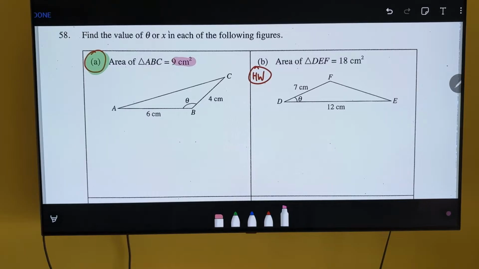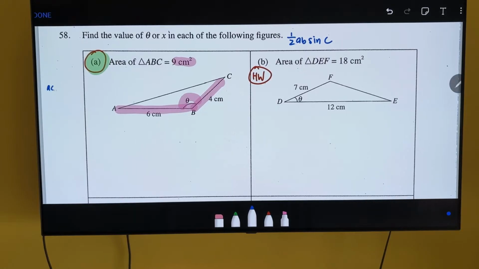That means we will have to consider the formula for area of triangle, which is half AB sine C. Do we have two given lengths? Yes, and it's the included angle that we need to find. Okay, we just have to take note of one thing, which is whether the included angle is obtuse or acute.